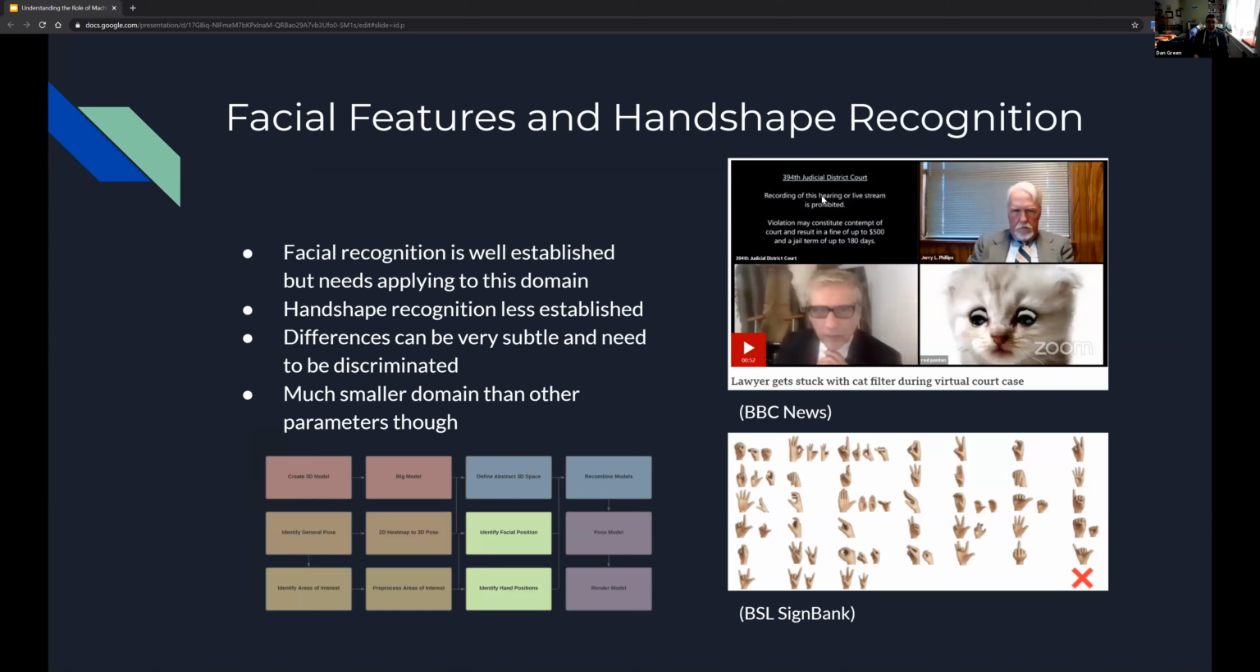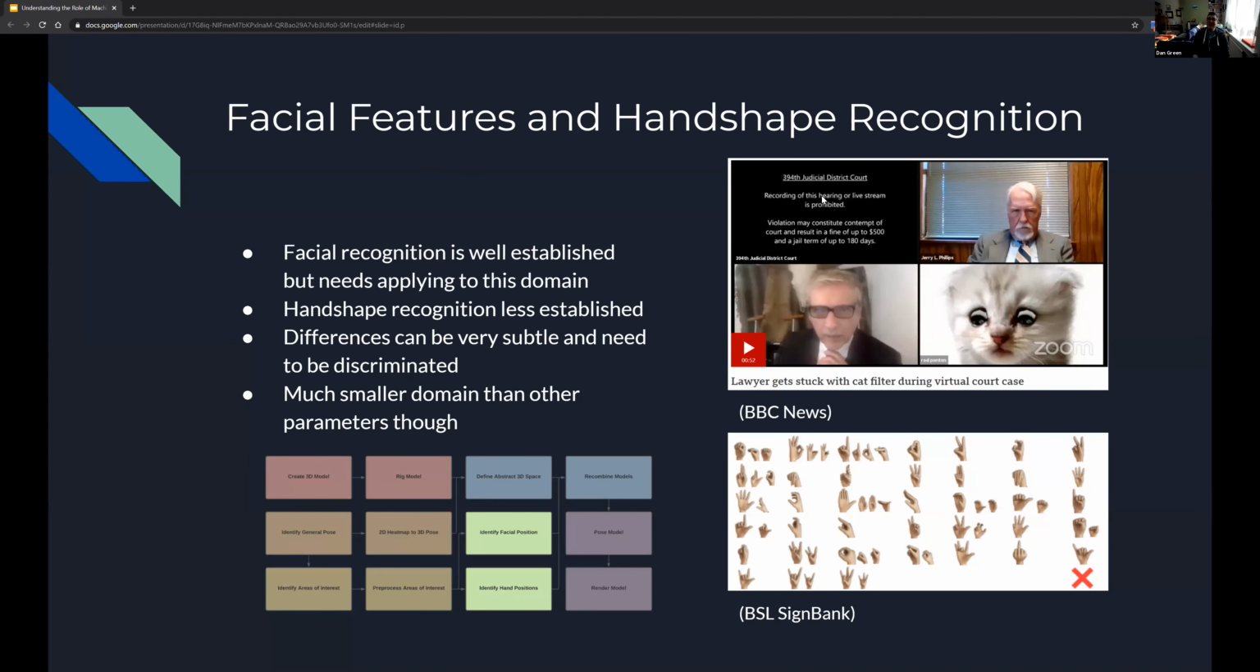So the next steps are actually doing the recognition on the facial features and the handshape recognition. In terms of facial recognition, this is something that is pretty well established. I had to put this little picture in here. I hope you saw this news story from a few weeks ago. If you didn't, it was a lawyer in a US court case who was on a Zoom meeting and had the filter that you can see on the right stuck on and was appearing as a cat.